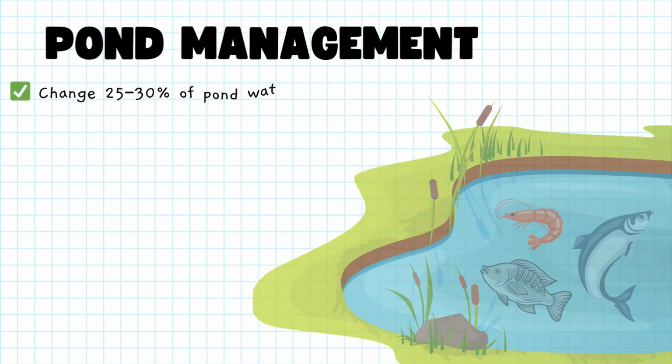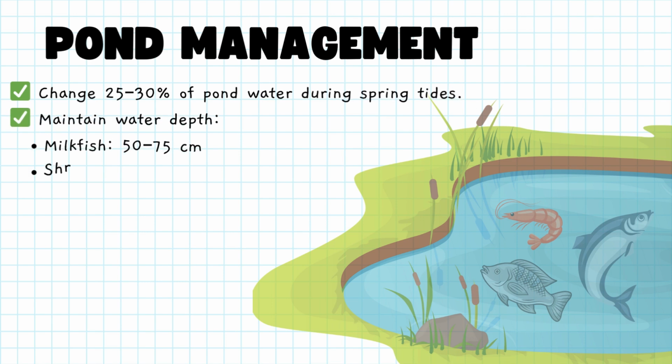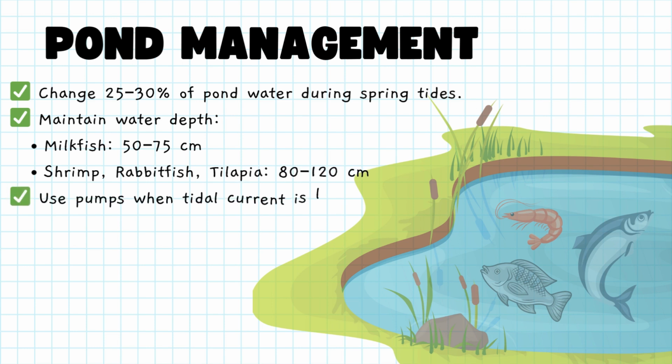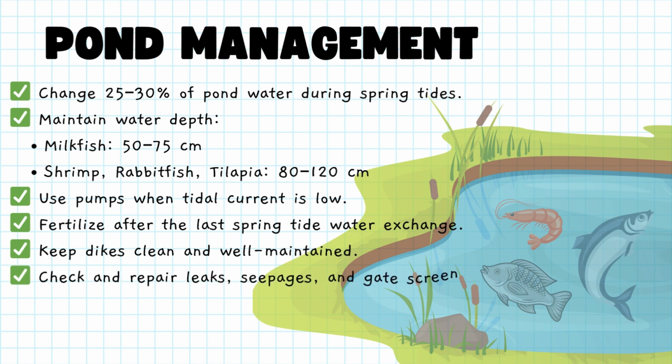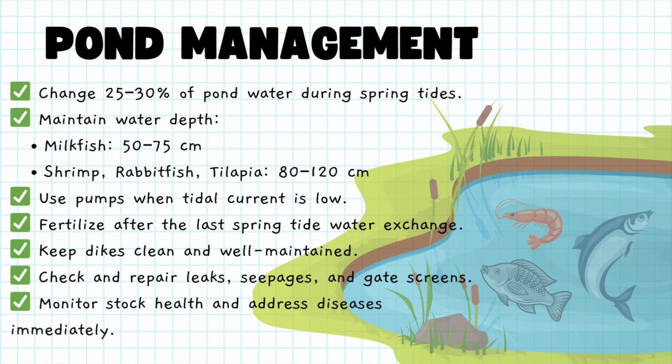Now that all the parameters for the water quality were discussed, let's proceed with pond management. In pond management practices, regular water exchange is needed. 25 to 30% of the pond water should be changed during the spring tides. We have to maintain the water depth for milkfish at 50 to 75 centimeters, while for shrimp and tilapia ponds, we have 80 to 120 centimeters.